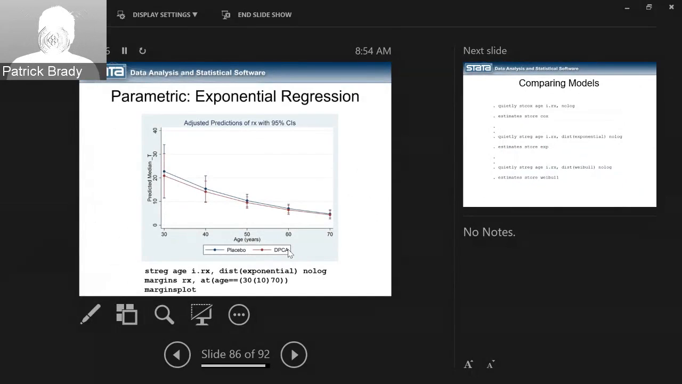Yes, I did it by treatment. I was thinking, gosh, that would have been a cool slide, and I guess I thought of that and put it in here. That's a cool slide. So this is the same thing over age, at different age points, for the treated and the control group.